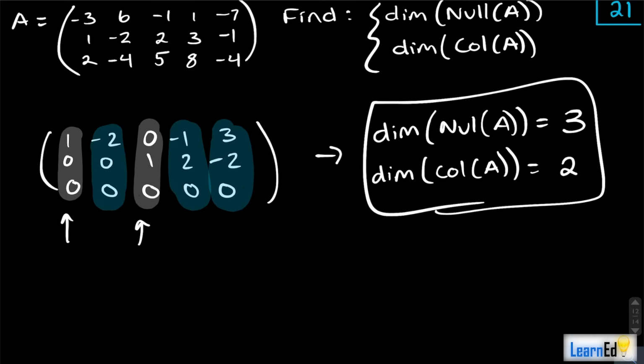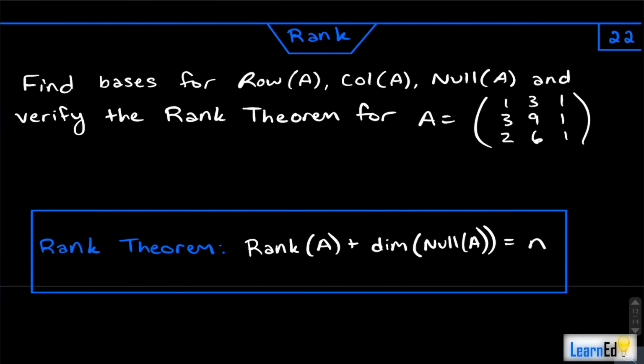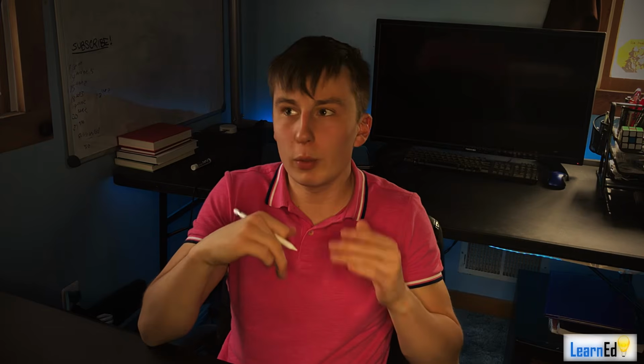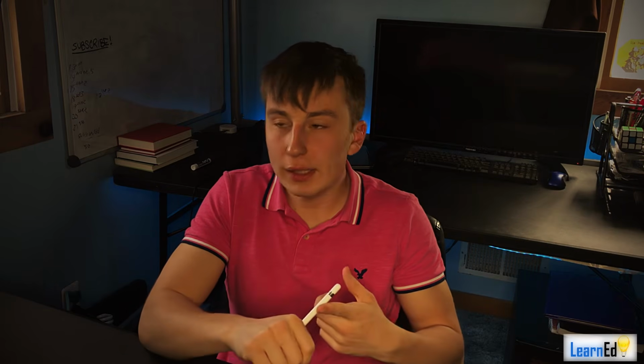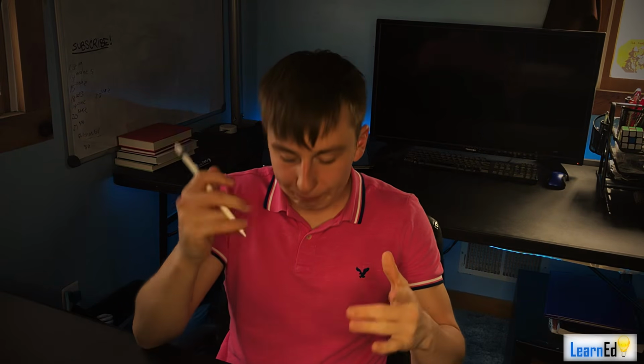All right, for problem 22, now we're going to be talking about rank. We want to find bases for the row space of A, the column space of A, and the null space of A, and we want to verify the rank theorem for a 3x3 matrix A. I have the rank theorem listed below, but we have a more pressing issue. What the heck is the row space? We have the column space, the null space. Now we have a row space. What is going on?